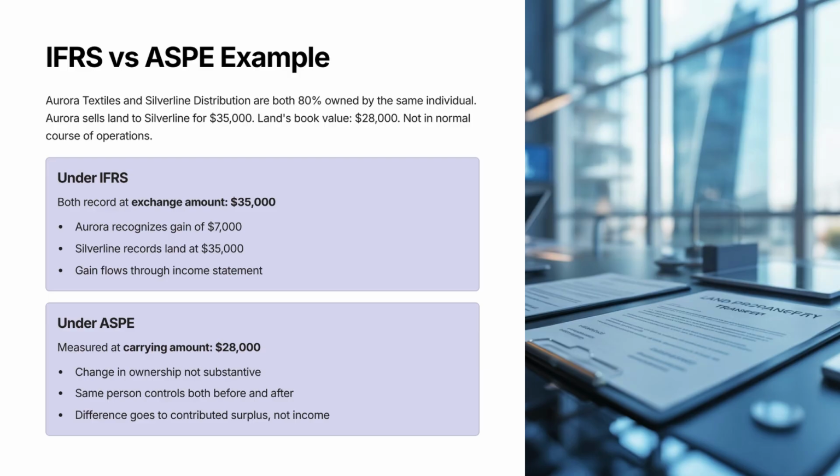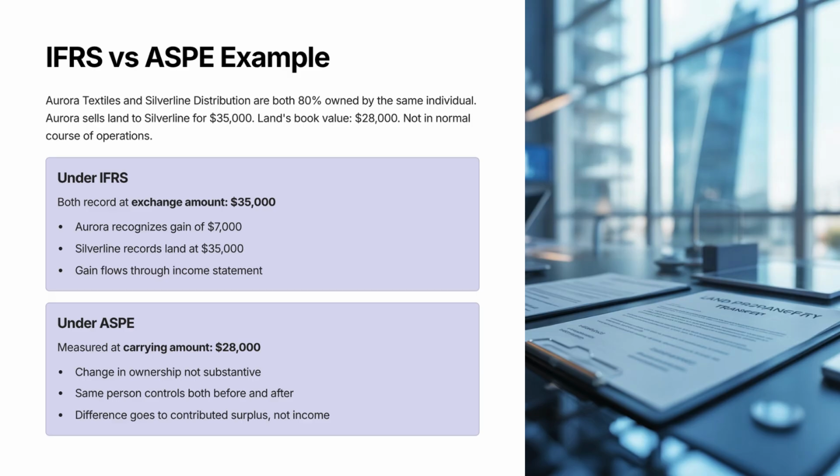Let's say Aurora Textiles and Silverline Distribution are both 80% owned by the same individual. Aurora sells land to Silverline for $35,000. The land's book value is $28,000, and this transaction is not in the normal course of operations. Under IFRS, both record the transaction at the exchange amount, $35,000. Aurora recognizes a gain of $7,000, and Silverline records land at $35,000.